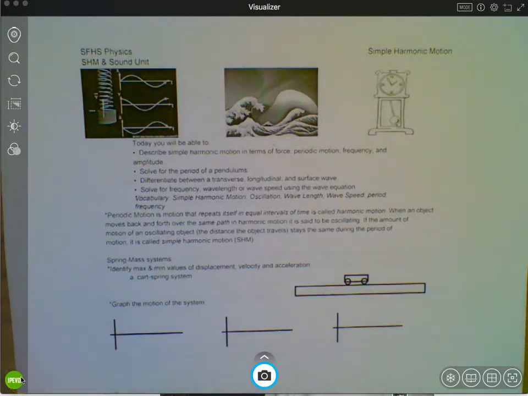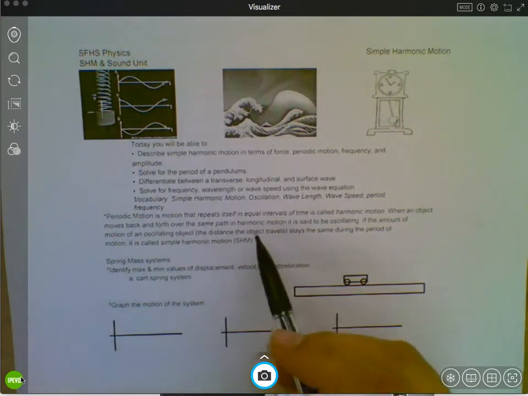Okay, this is Unit 9, Video 1 on simple harmonic motion, sound, and waves. Today we're going to describe simple harmonic motion in terms of force, motion, frequency, and amplitude. We're going to solve for the period of pendulums, differentiate between types of waves, and solve for frequency, wavelength, and wave speed using wave equations. To start, we're going to talk about periodic motion.